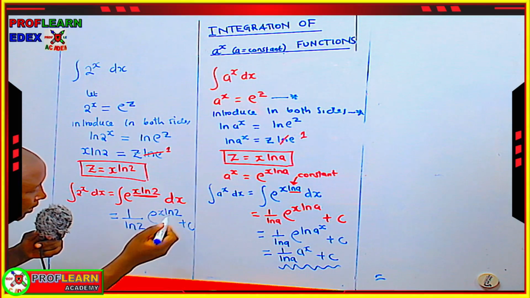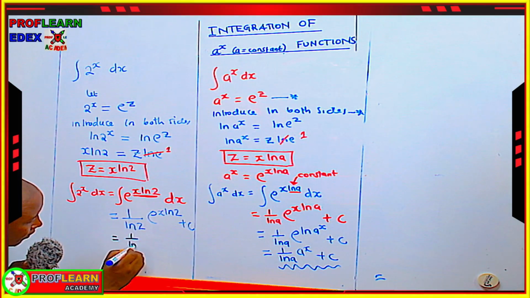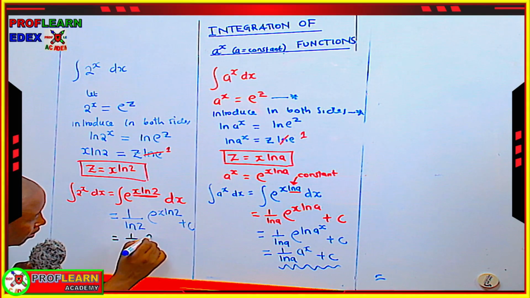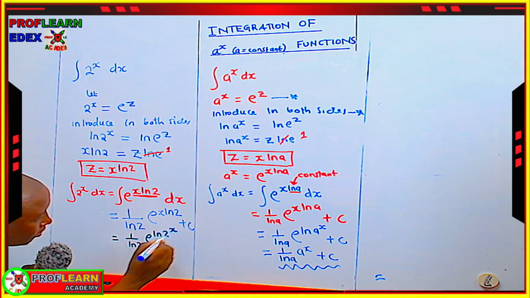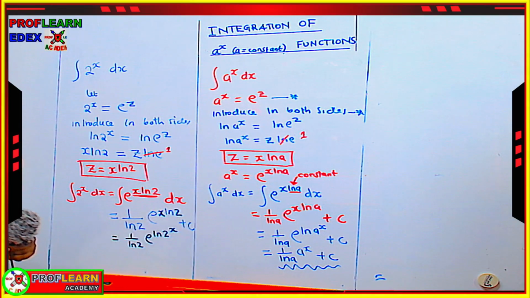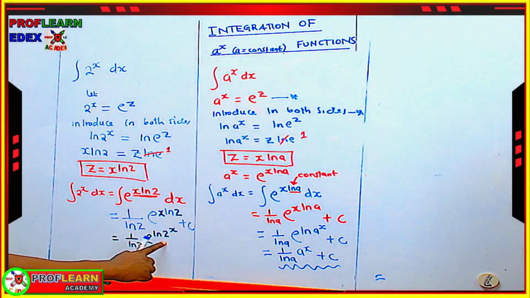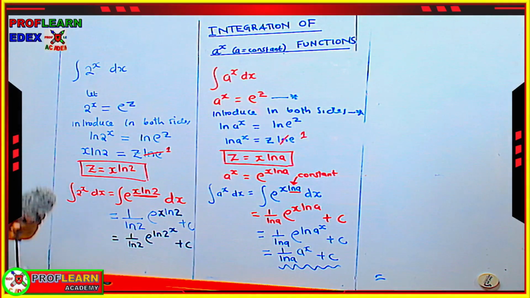Now, taking this back on the exponent, we are going to say this is going to be 1 over ln of 2, e to the ln of 2 raised to power x. I'm taking this on top of 2 so that I can have my expression this way. Then we shall say plus c.